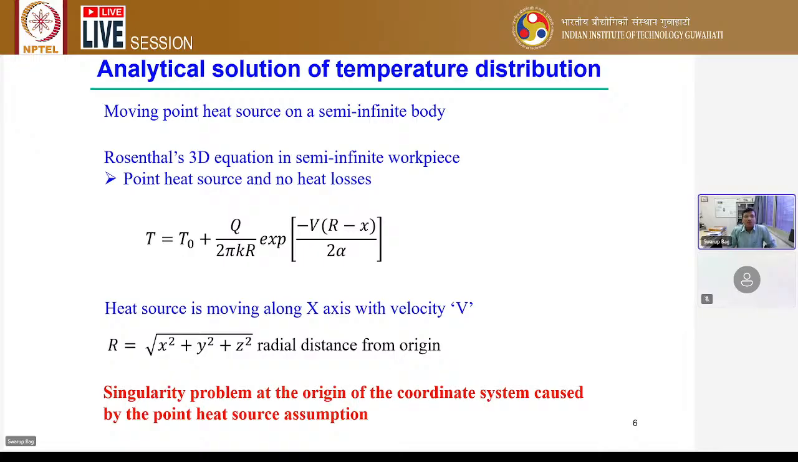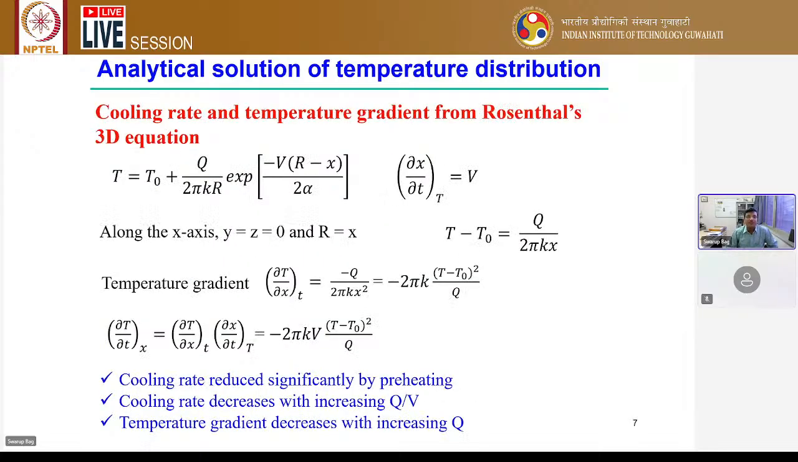But one of the difficulties of this kind of solution is that there is a singularity problem at the origin of the coordinate system caused by the point heat source. Because we are assuming a point heat source, we are not getting exactly the temperature distribution at this particular point. That means this is known as the singularity problem at the origin, and in the Cartesian coordinate system we are using to understand the temperature distribution of the moving heat source problem specific to the welding process. So this is another type of solution we are getting, 3D.